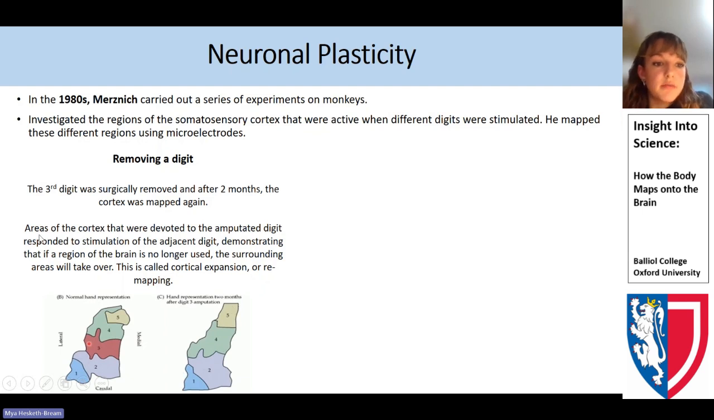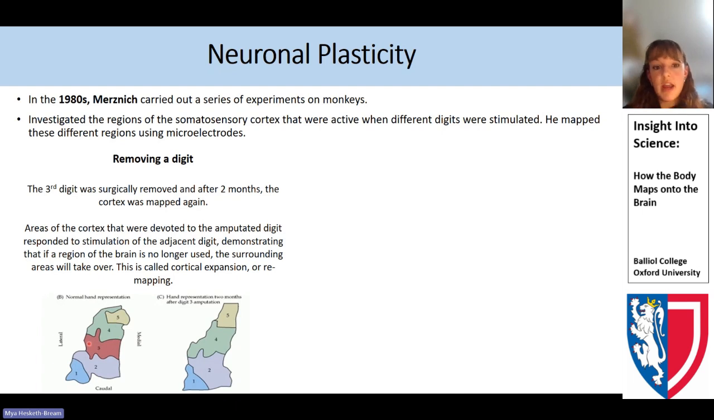So areas of the cortex that were devoted to the amputated digit, so digit 3, responded to stimulation of the adjacent digits, demonstrating that if a region of the brain is no longer used, the surrounding areas will take over. And this is called cortical expansion or remapping. So as you can see, digits 2 and 4, the region of the brain that's representing that information has got bigger. So this kind of makes sense.